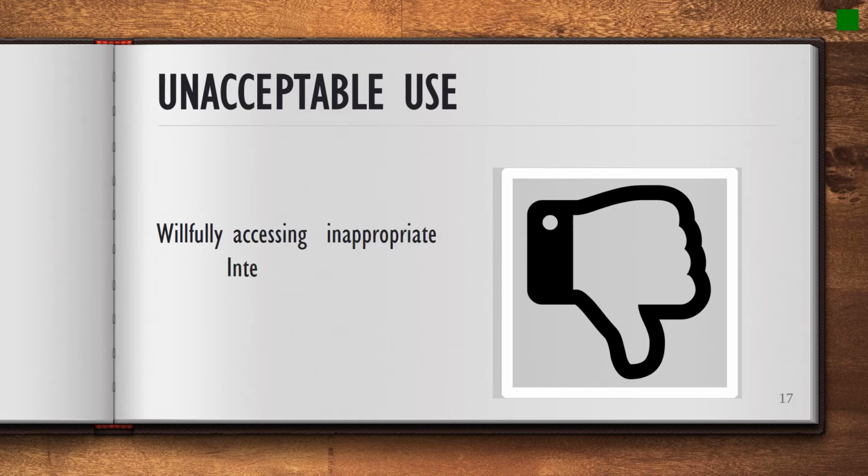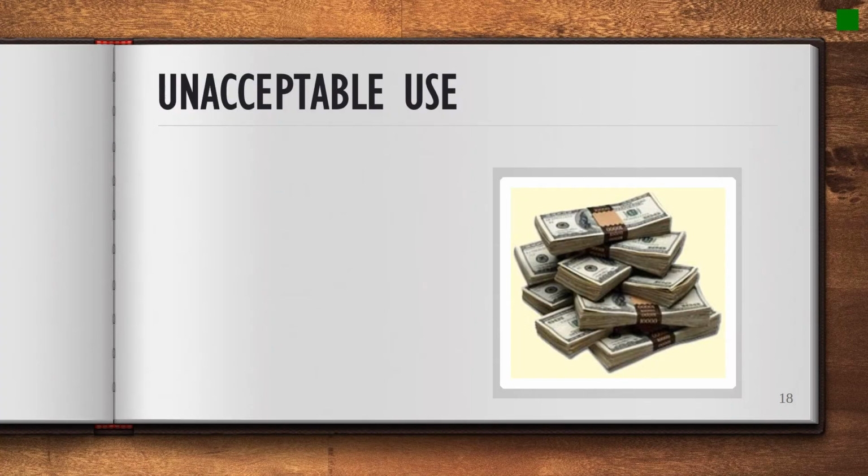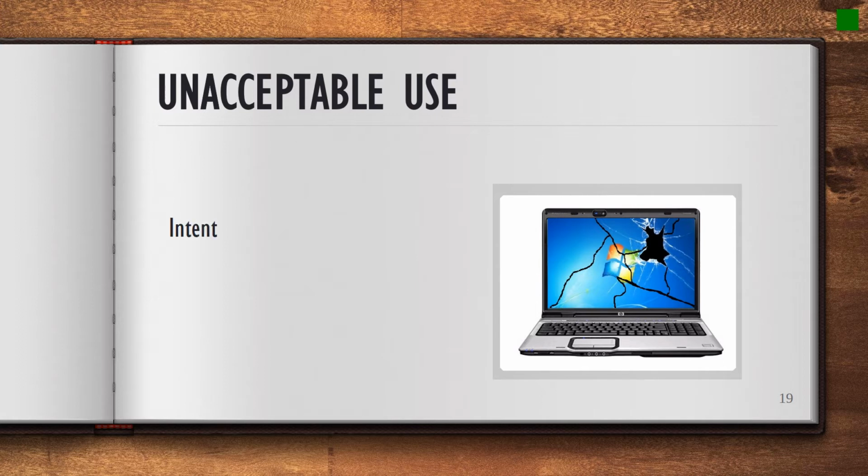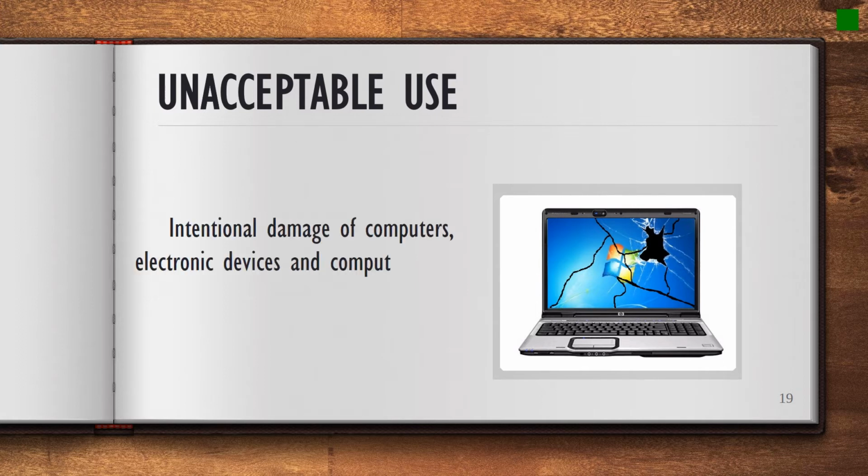Willfully accessing inappropriate internet content. That means you look for inappropriate things on purpose. That is unacceptable. Using the network for commercial or financial gains. Intentional damage of computers, electronic devices, and computer systems may result in the full cost of repairs. Notice it does say intentional. We understand accidents happen.